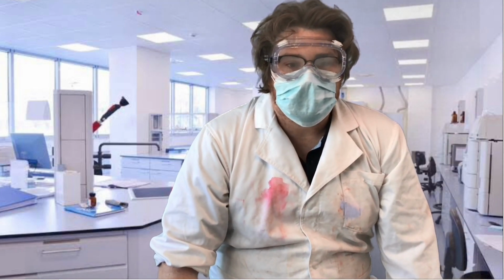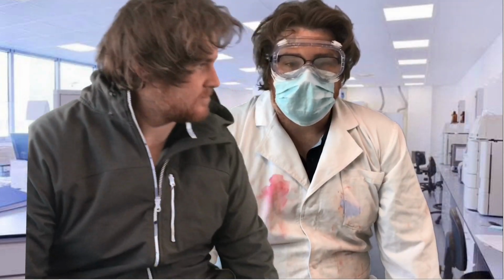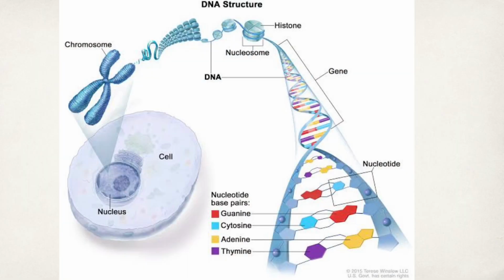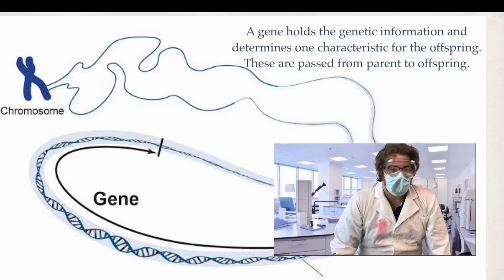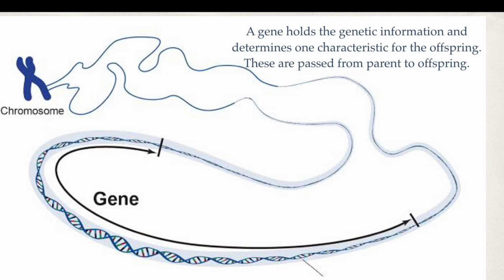Which means our DNA is almost identical except for some small mutations. Let's take a look inside the nucleus at these things called chromosomes. Basically, chromosomes are very tightly wound strings of DNA. DNA, which is deoxyribonucleic acid, is the instructions for what makes us, us. Each section of DNA is called a gene. A gene holds the genetic information and determines one specific characteristic for the person or an animal.